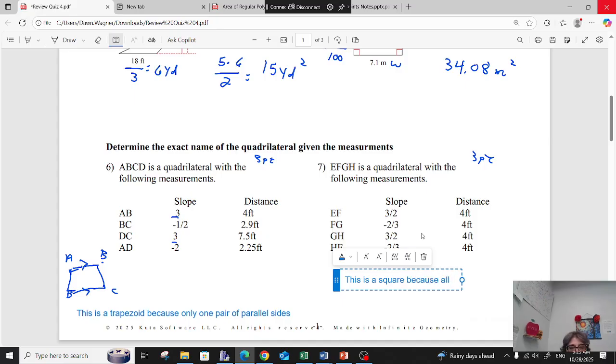because all 4 sides are congruent. Sorry, I was looking for a student's name. Because all 4 sides are congruent and all 4 angles are right angles. Opposite reciprocal slopes. That's how I knew those angles were right angles, right?